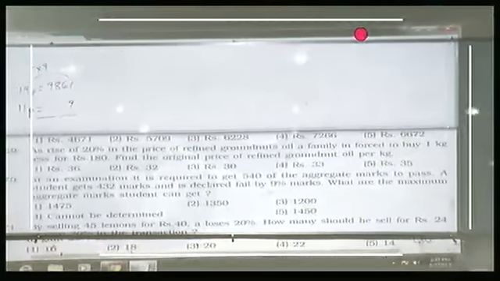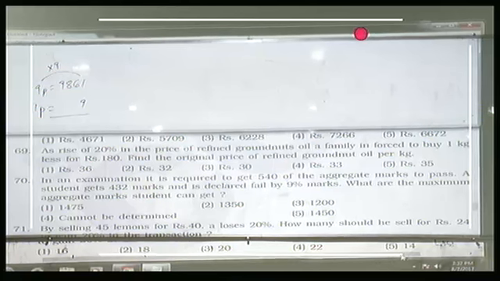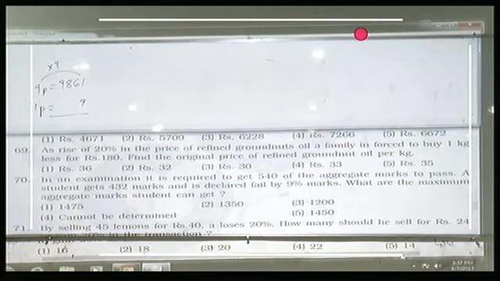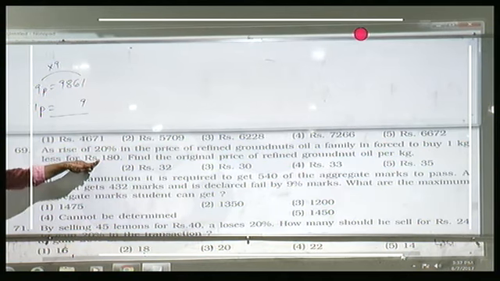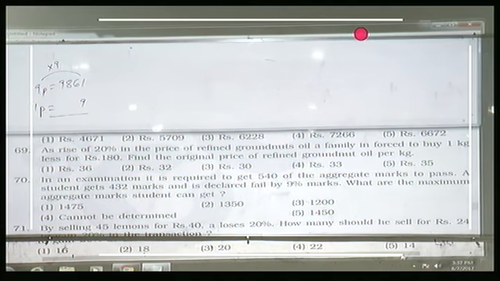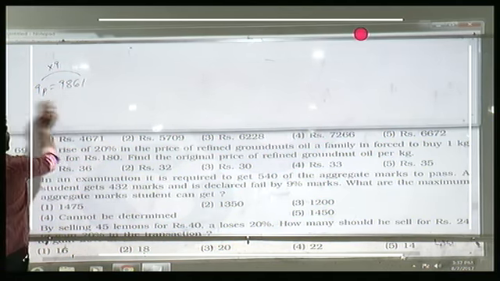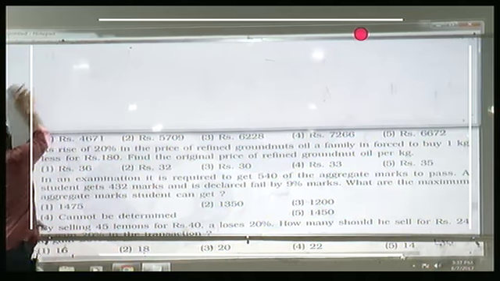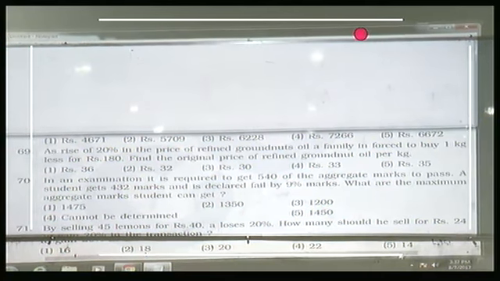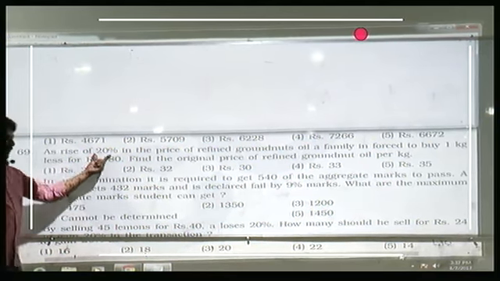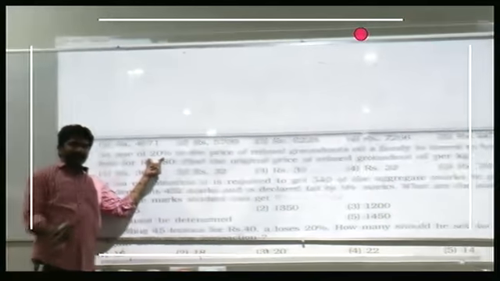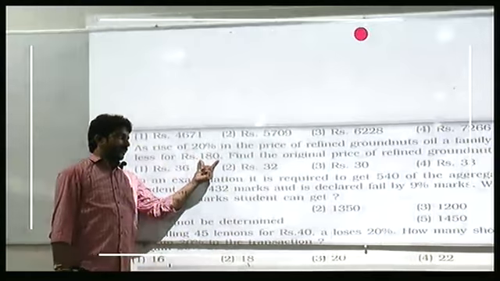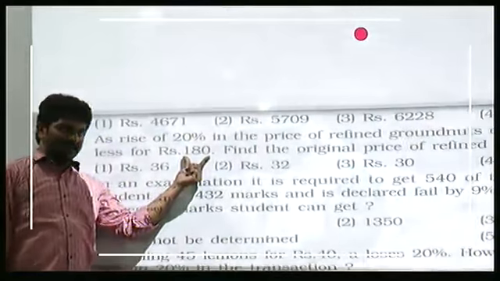A rise of 20% in the price of refined groundnut oil forces a family to buy 1 kg less for 180 rupees. The price increased by 20%, so the family reduced their consumption. We need the original price of the refined groundnut oil per kg, the original value, not the increased value. Now the value got increased by 20%. If you want to purchase the same quantity, your expenditure also increases by 20%.